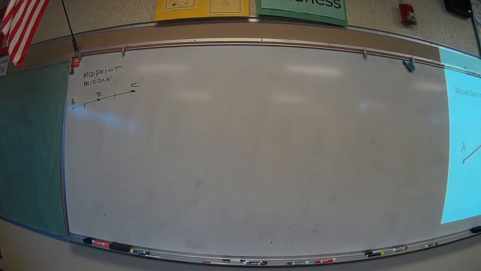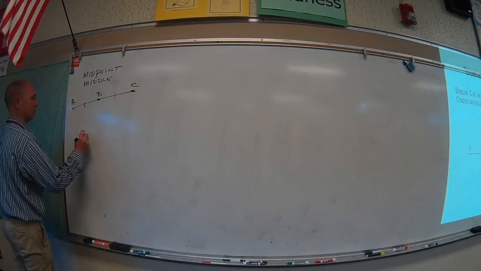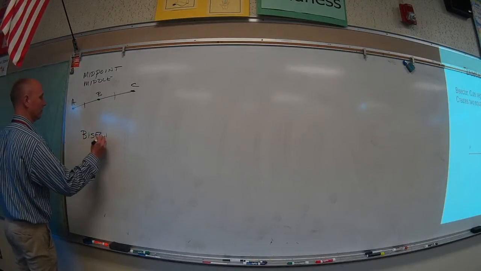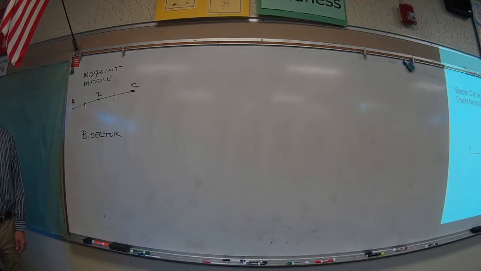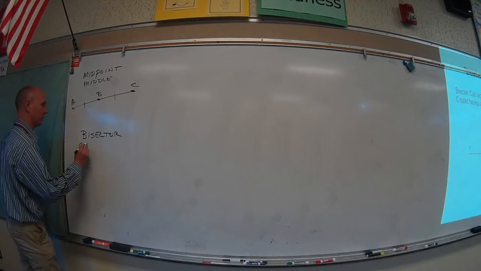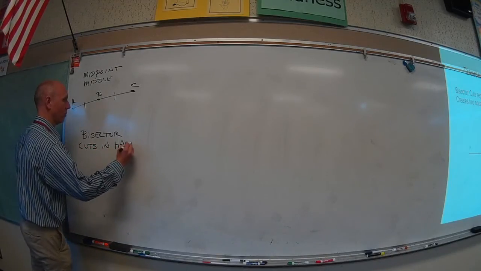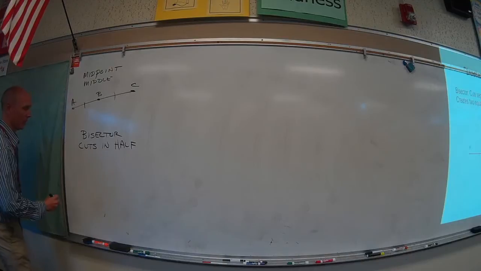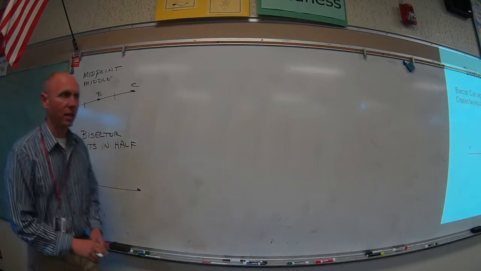Next one is a bisector. Next box. Bisector. What does a bisector do? It cuts the segment in half. Is this in the same box? Second box. So if I have this segment right here.